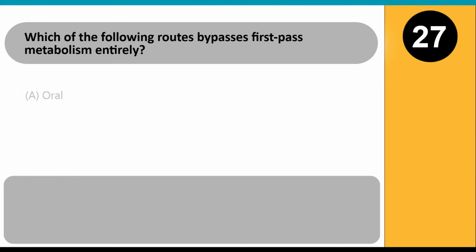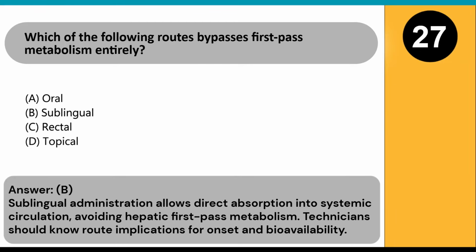Which of the following routes bypasses first-pass metabolism entirely? A. Oral. B. Sublingual. C. Rectal. D. Topical. Answer B. Sublingual administration allows direct absorption into systemic circulation, avoiding hepatic first-pass metabolism. Technicians should know route implications for onset and bioavailability.